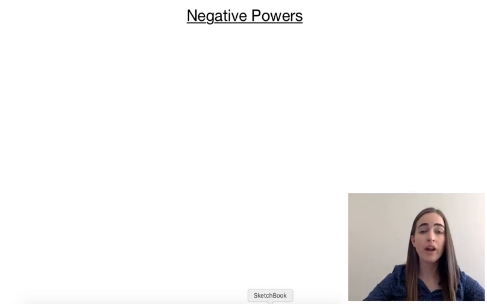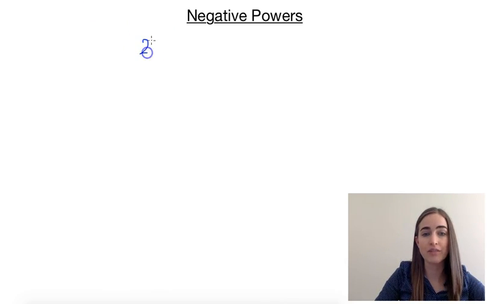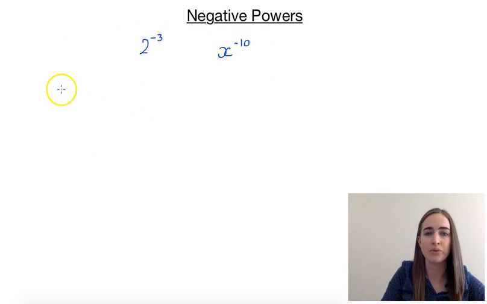In this video, I want to have a look at negative powers or negative indices. So that's looking at expressions like, for example, 2 to the power of minus 3 or x to the power of minus 10, where that power or index is a negative number. To figure out what that actually means, we're going to have a look at some examples.